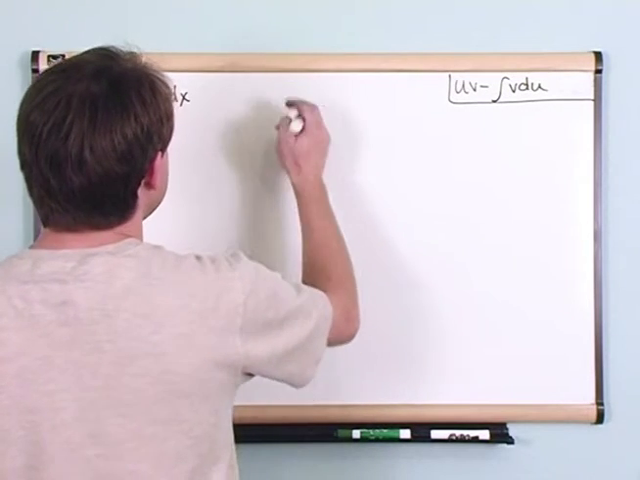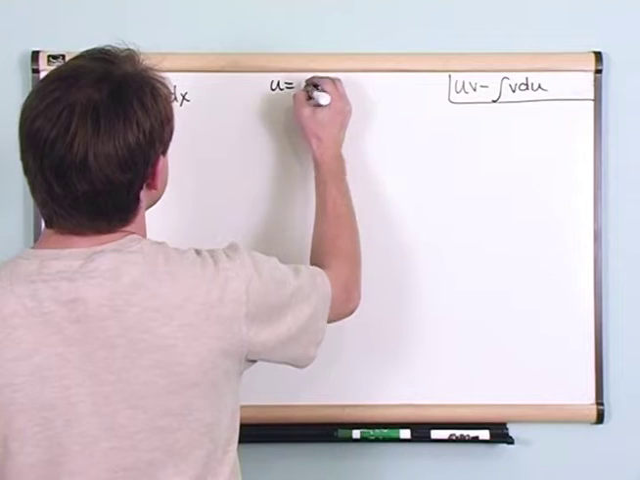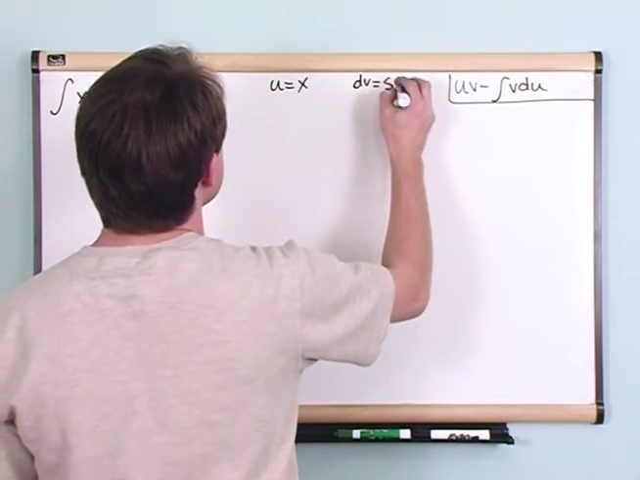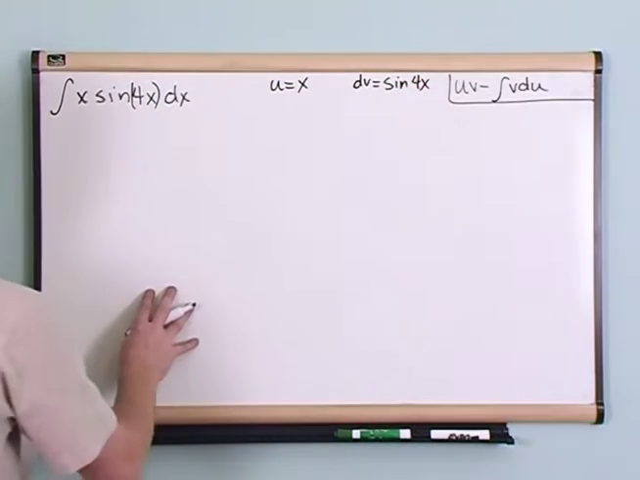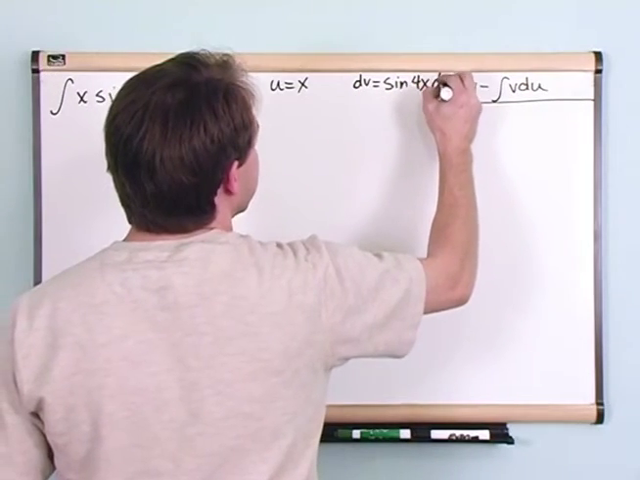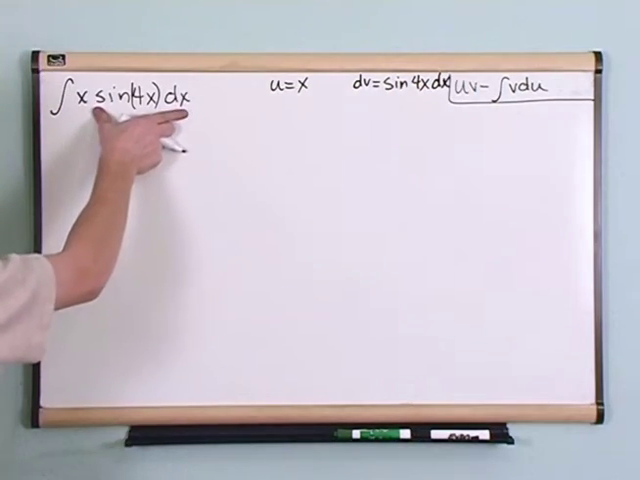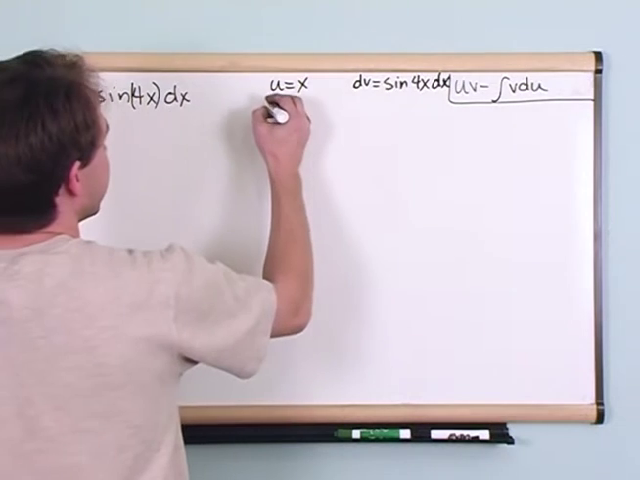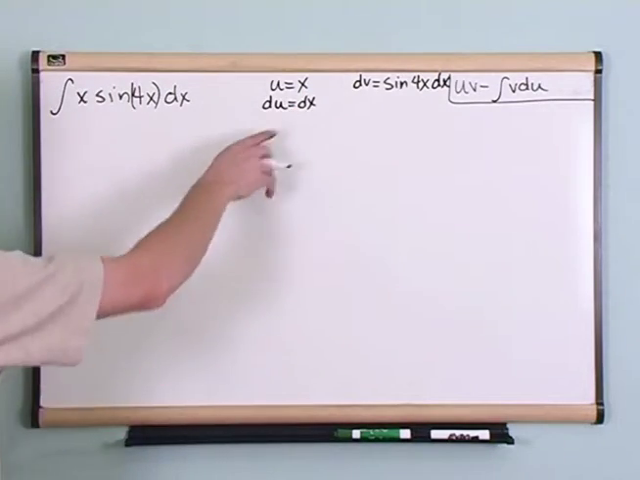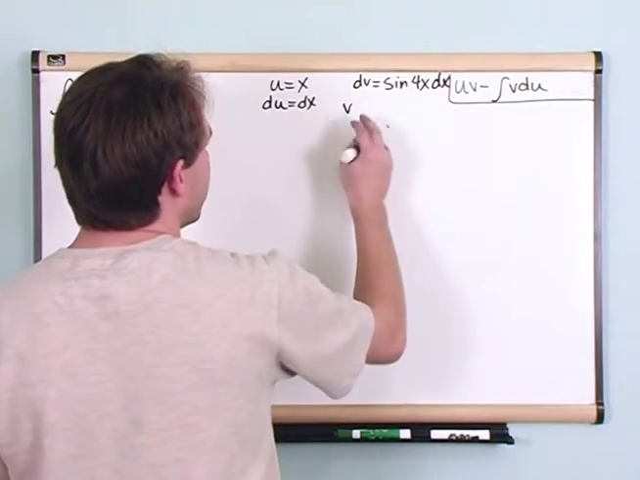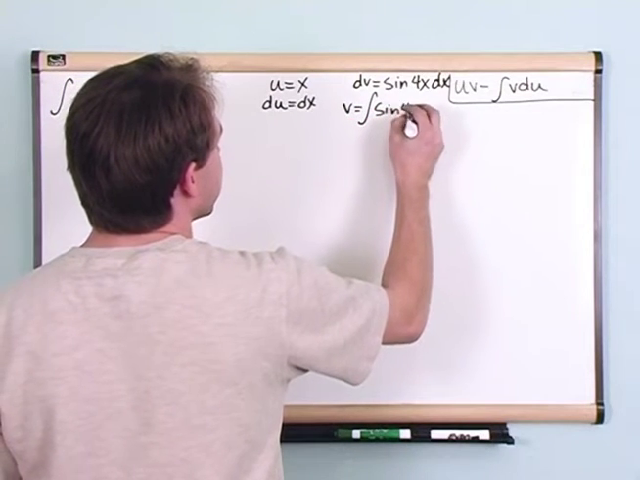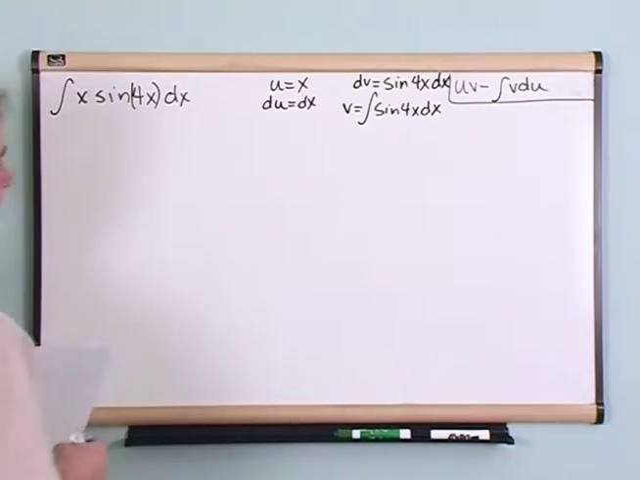So I say u is equal to x, and then dv is equal to sine of 4x, and I forgot to write my dx over here. dv is everything else. So then, the first thing I do is take the derivative. du is equal to dx, the derivative of both sides. And then v, we will get by integrating this. It is the integral of sine of 4x dx.